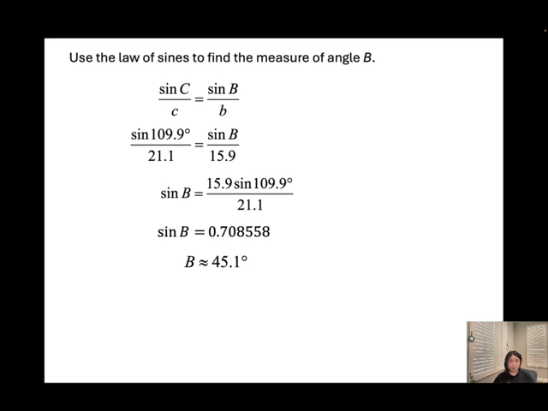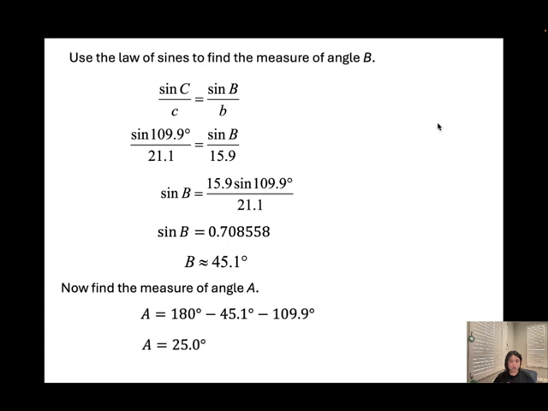And then we're gonna find the measure of the angle A. So 180 minus angle B and angle C. You should get angle A equal to 25 degrees. Okay.